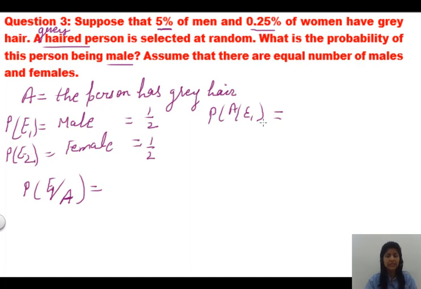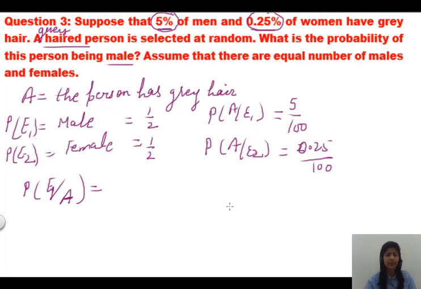Given E1 means that the person selected is a male and has gray hair. That is, the probability is 5%, which is 5 upon 100. Similarly, we have the probability of A given E2, that means we know the person selected is a female and has gray hair. The probability given for that is 0.25%, 0.25 upon 100. Correct. Now we can use this in the formula.